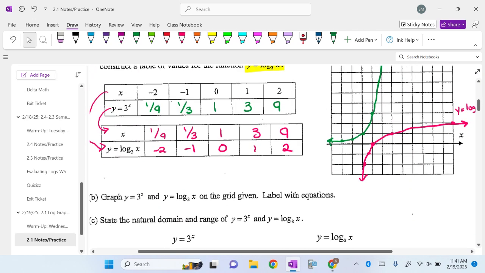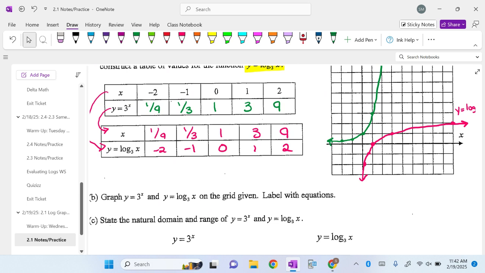So, recall when we talked about exponential graphs on the first day at the start of this unit. So maybe look back at the 2.1 foldable that we did in your journal. What was something that typically happened with exponential graphs? You always had a what? So with exponential graphs, we always had a what?